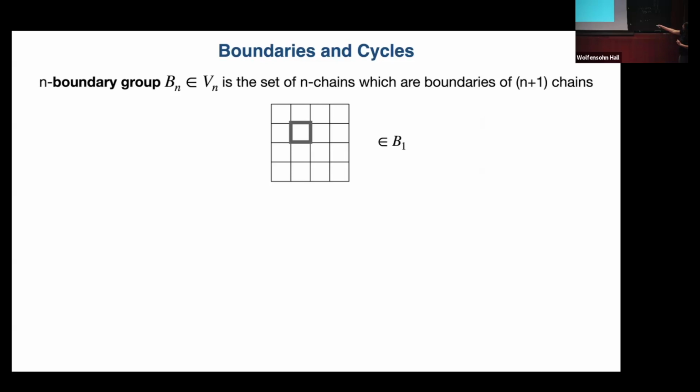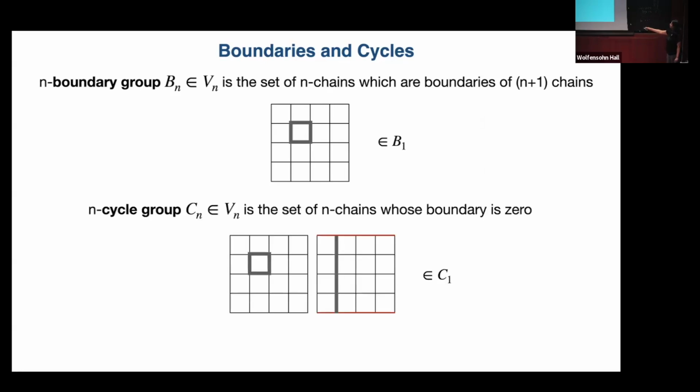So an n boundary group, okay? So this is an element of B1. So Bn, which lives in Vn, is the set of n chains which are boundaries of n plus 1 chains, okay? So if I'm talking about B1, a B2 chain is a set of plaquettes. So this is a collection of edges, which is a boundary of a plaquette, okay? So that's why this is a boundary chain, and the set of all boundary chains forms a subgroup of the full group.